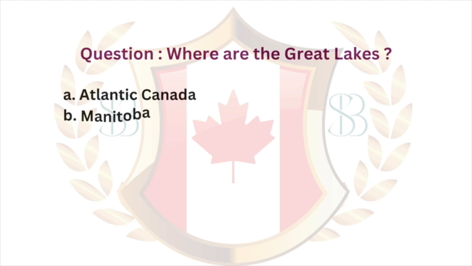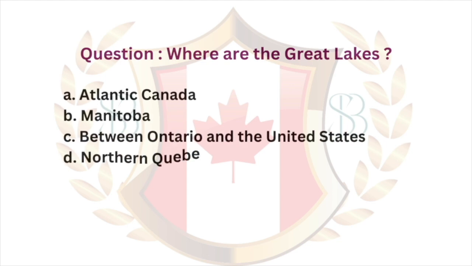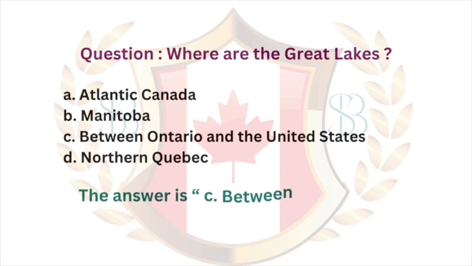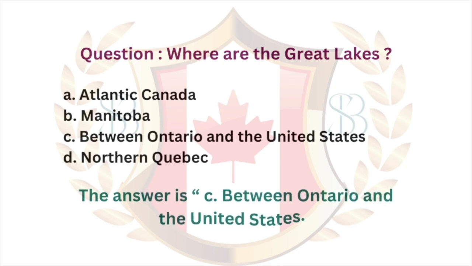Question: Where are the Great Lakes? A, Atlantic Canada. B, Manitoba. C, between Ontario and the United States. D, Northern Quebec. The answer is C, between Ontario and the United States.